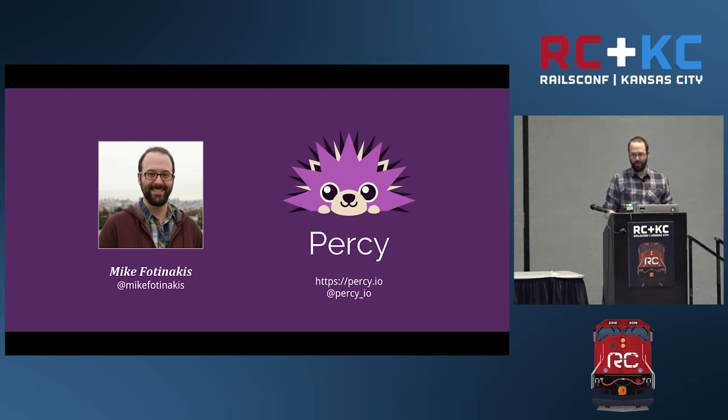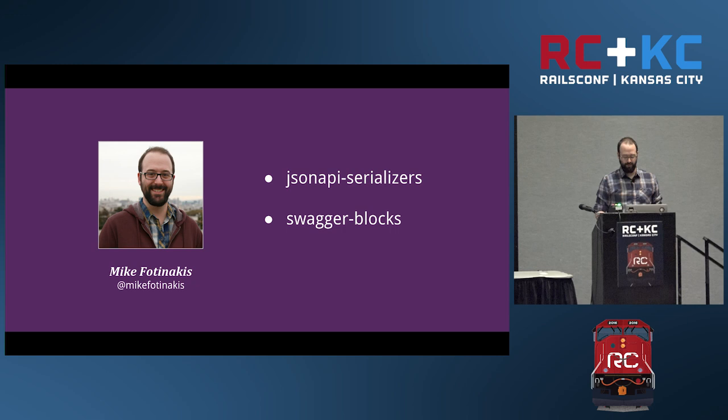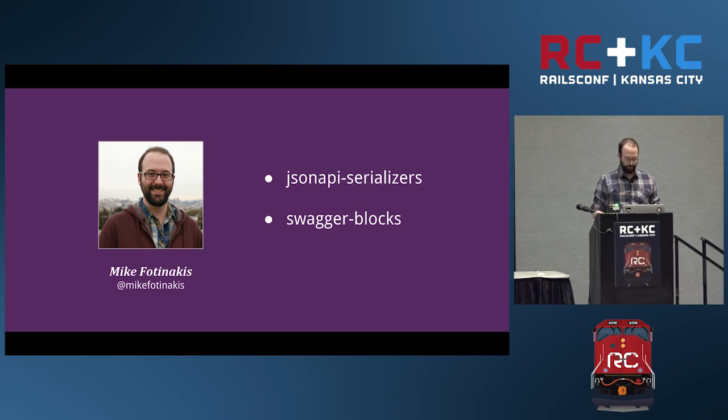So just a little bit about me to start. My name is Mike Fotinakis. I'm currently the founder of Percy.io, which is a tool for visual testing. So I'm really excited to share with you some of the things I've learned over the last year about how to test apps pixel by pixel. I'm also the author of 2 Ruby gems, JSON API serializers, and Swagger blocks. If you use either of those, I'd love to talk to you after, or if you have any questions.